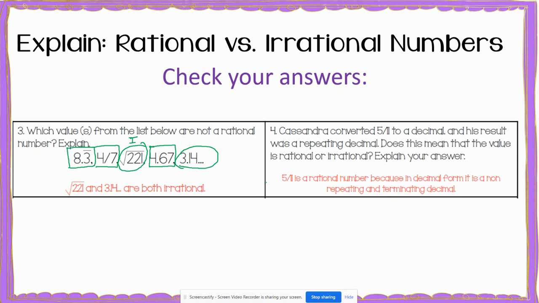Number 4 says Cassandra converted 5/11 to a decimal, and her result was a repeating decimal. Does this mean that the value is rational or irrational, and explain? Well, first off, we know that 5/11 is a fraction. So since 5/11 is a fraction, it is automatically a rational number. But also, since we got a repeating decimal, and we know that repeating and terminating decimals are rational numbers, we know that this number is rational.